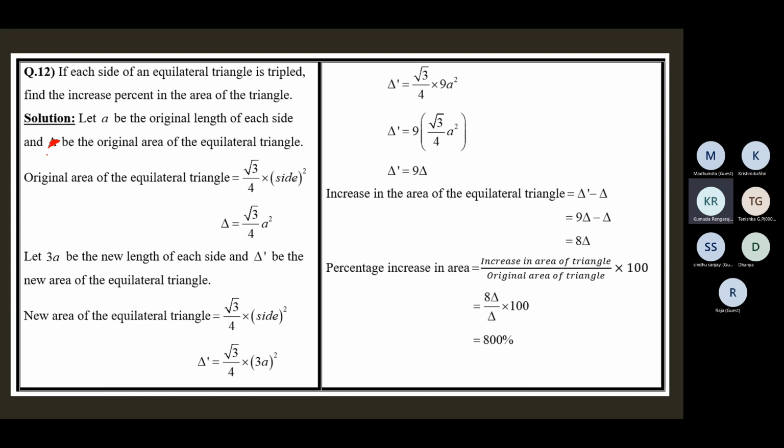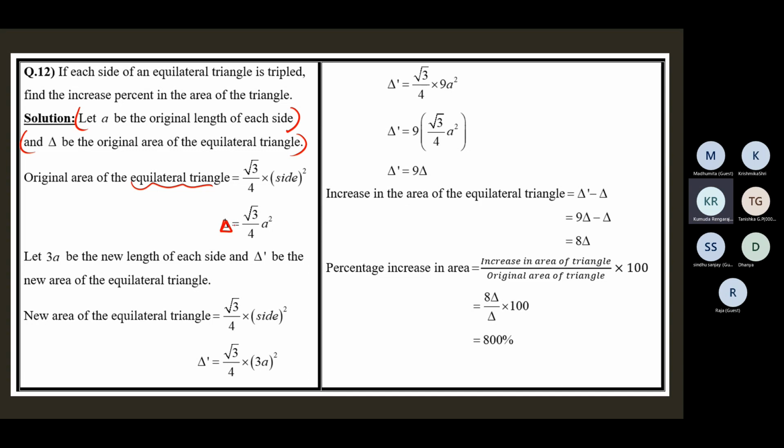Oh, sorry, a delta only this is, sorry. Let A be the original length of each side and delta be the original area of the equilateral triangle. Okay, I didn't read it correctly. Original area of the equilateral triangle is equal to √3/4 into side square. So we have called this area delta. So delta is equal to √3/4 into A square units.